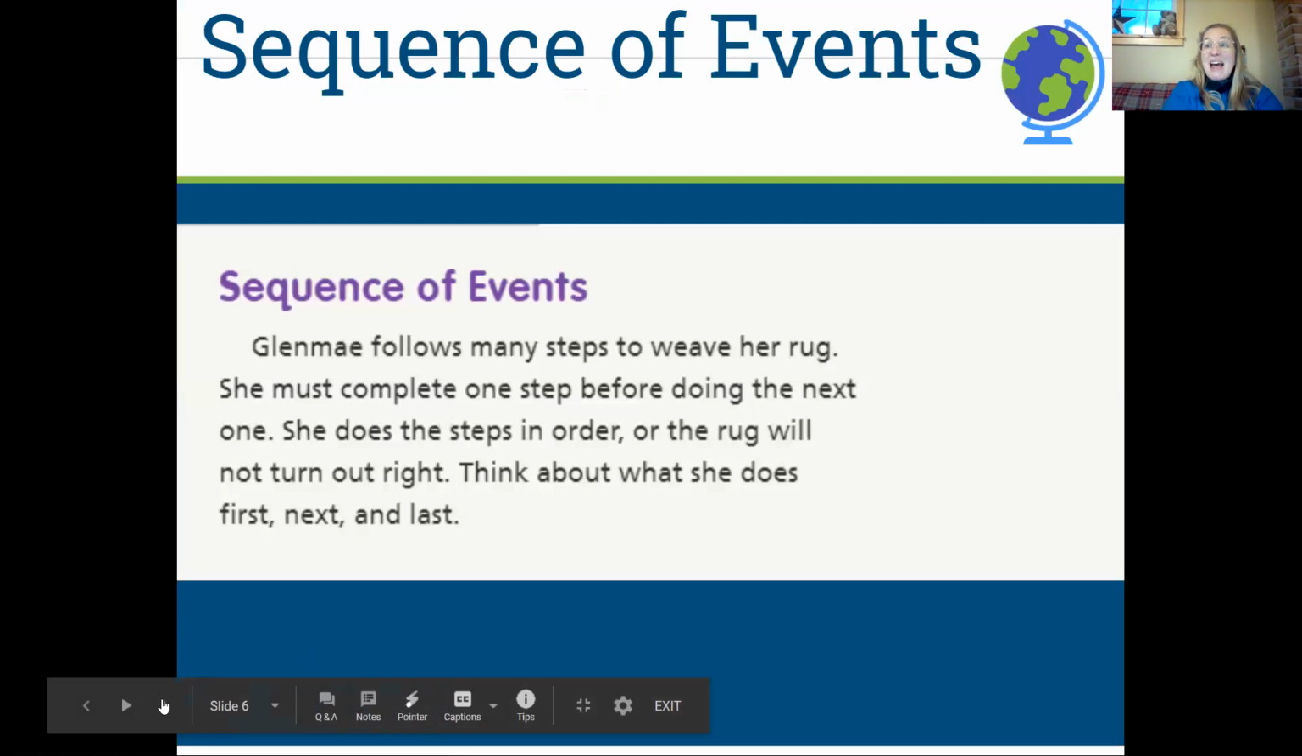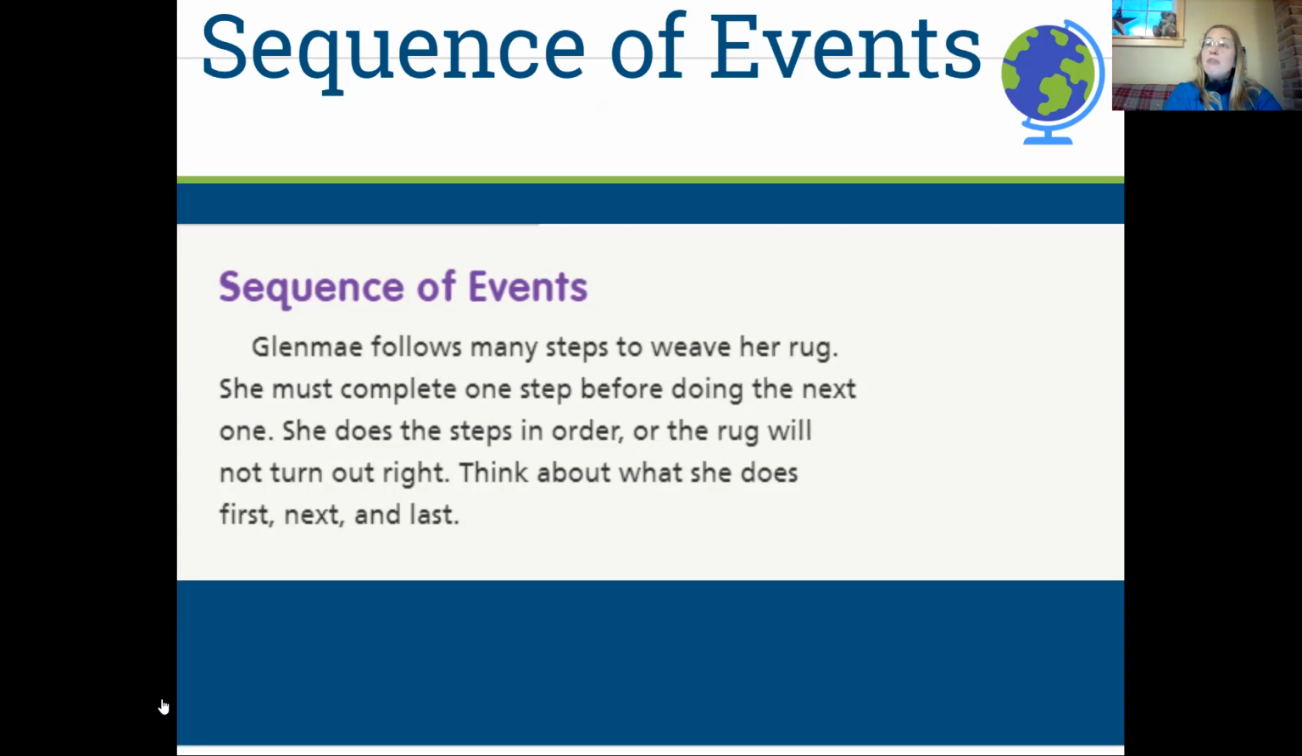Okay, boys and girls, that was our grammar lesson talking about irregular verbs and how you have to be a word maverick to decipher them. Next, we're going to talk about a focus skill that you've done a lot of times. This focus skill is called sequence of events.